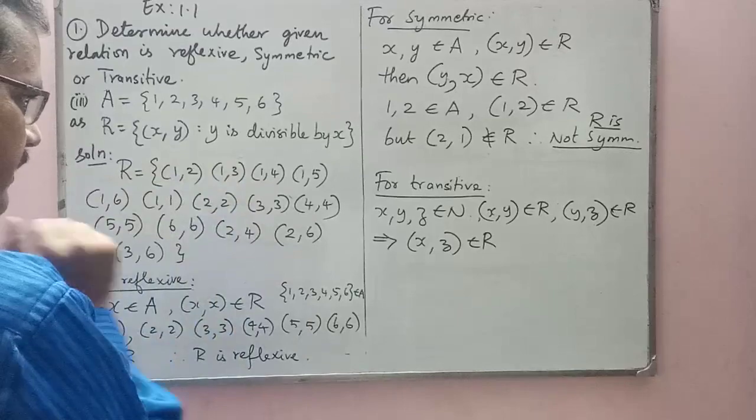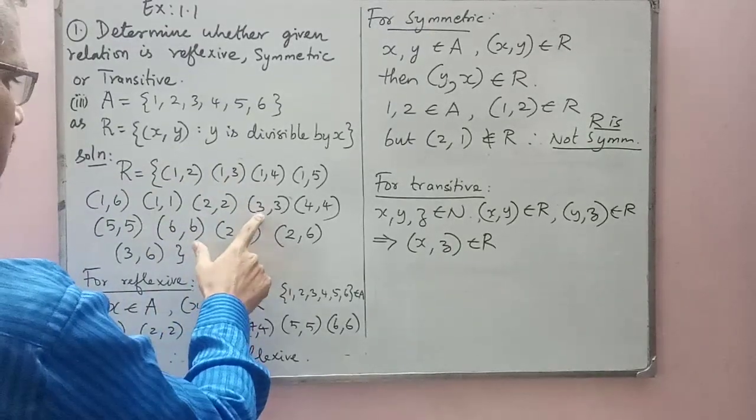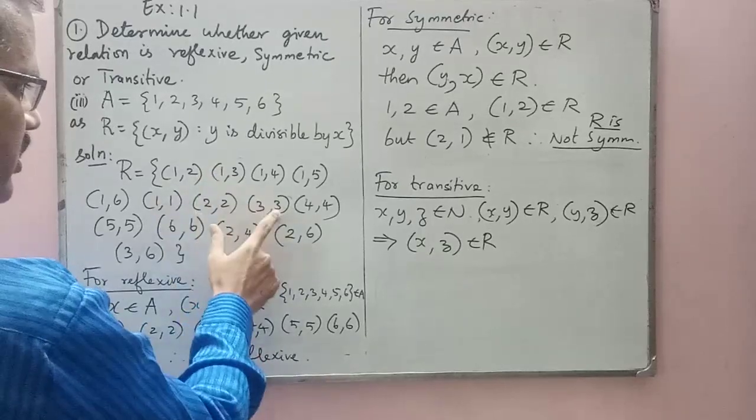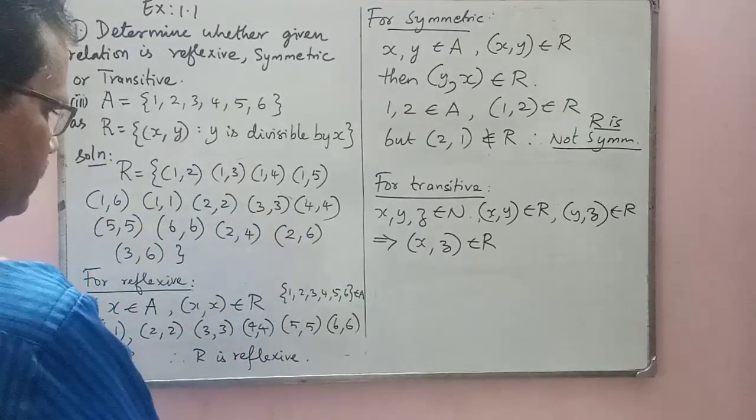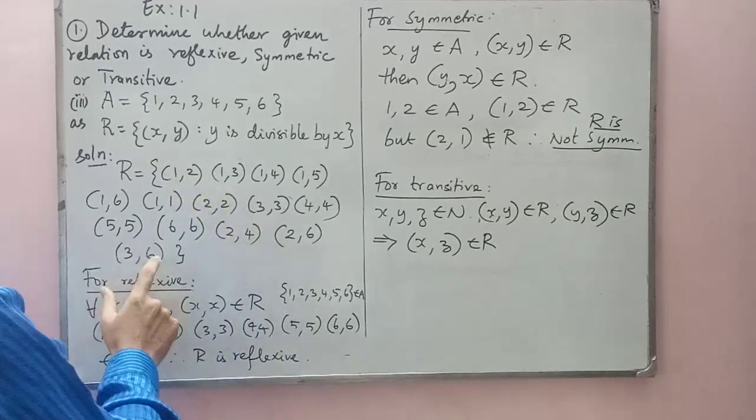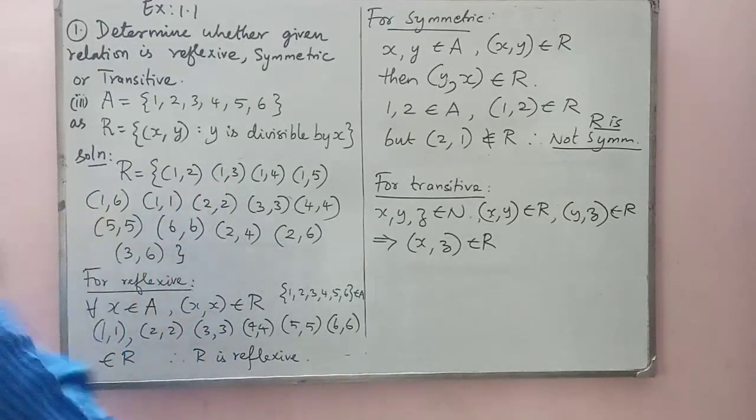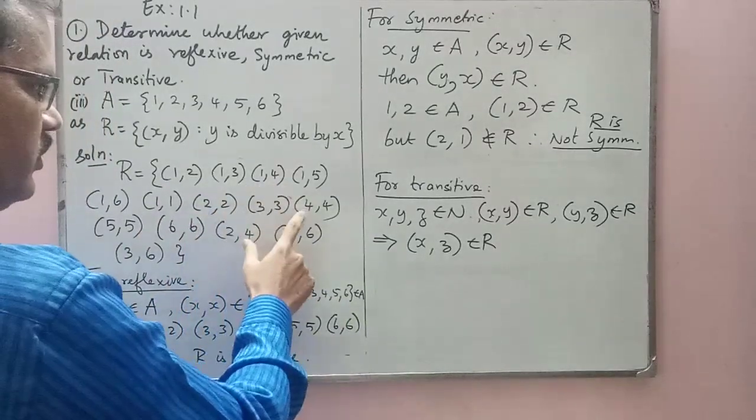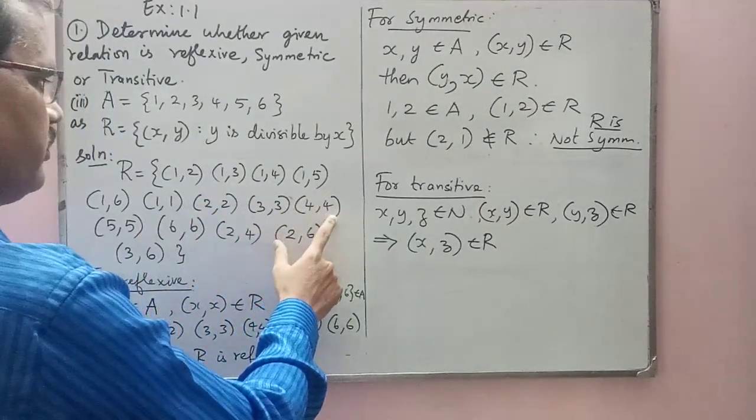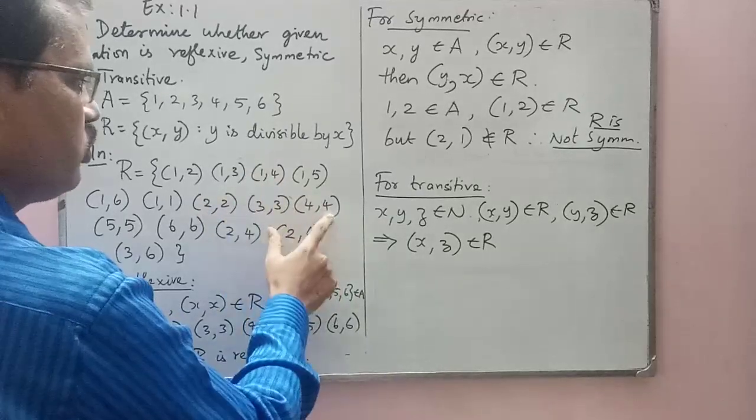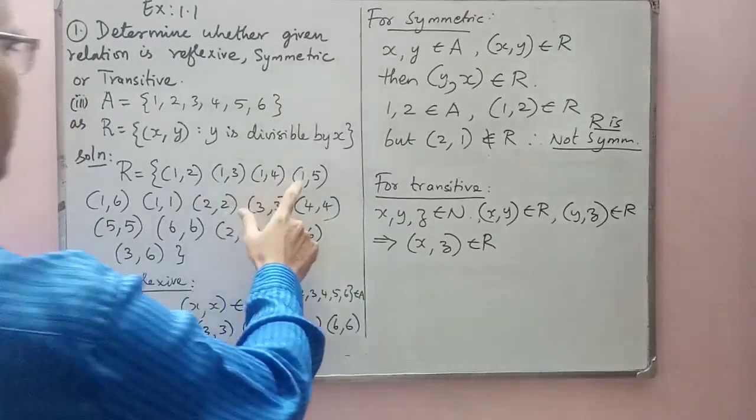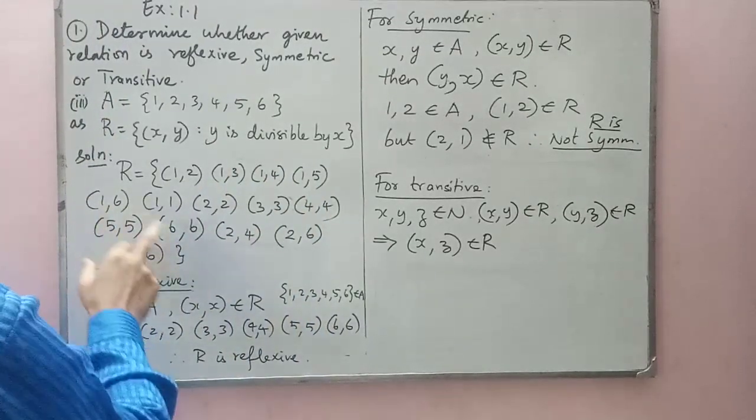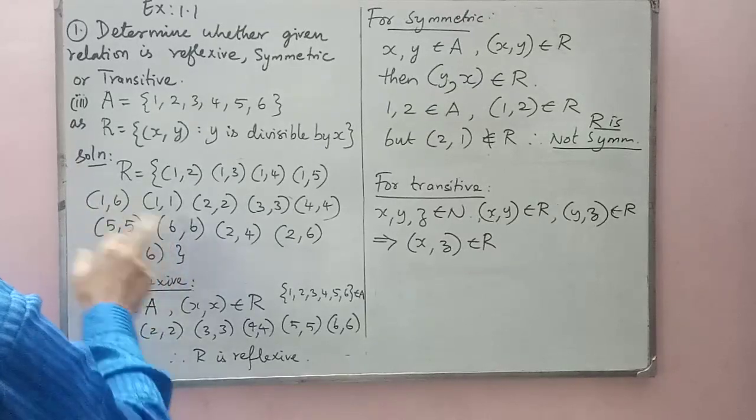So 1 comma 3 is there. Then I have to check what are the ordered pairs starting with 3. I can see 2 ordered pairs are starting: 1 comma 3, then 3 comma 3. 1 comma 3 should be there. Yes, it is there. Next is 1 comma 3, 3 comma 6, then 1 comma 6 should be there, and it is there. So for each and every pair you have to check. So 1 comma 4, then I see 4 comma 4, the only ordered pair starting with 4. So 1 comma 4 should be there, it is there. Similarly 1 comma 5, 5 comma 5, 1 comma 5 is there. 1 comma 6, 6 comma 6, so 1 comma 6 is there.